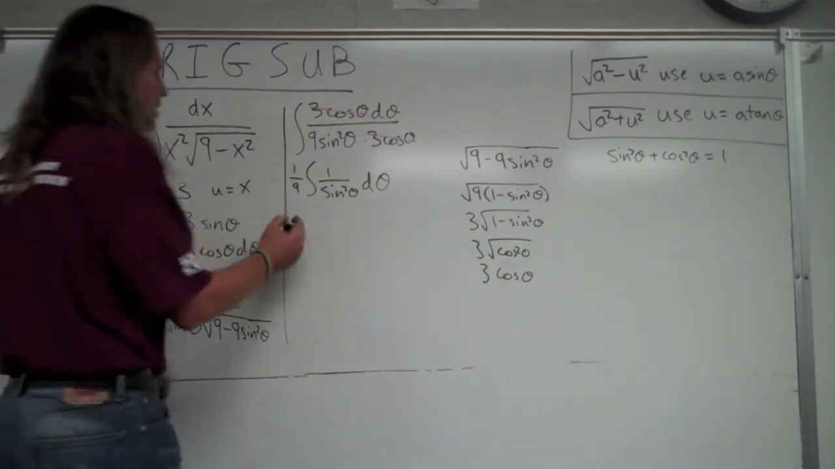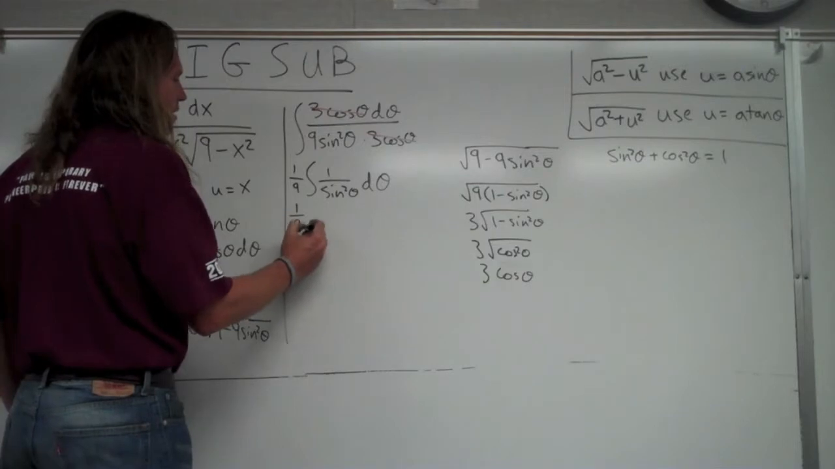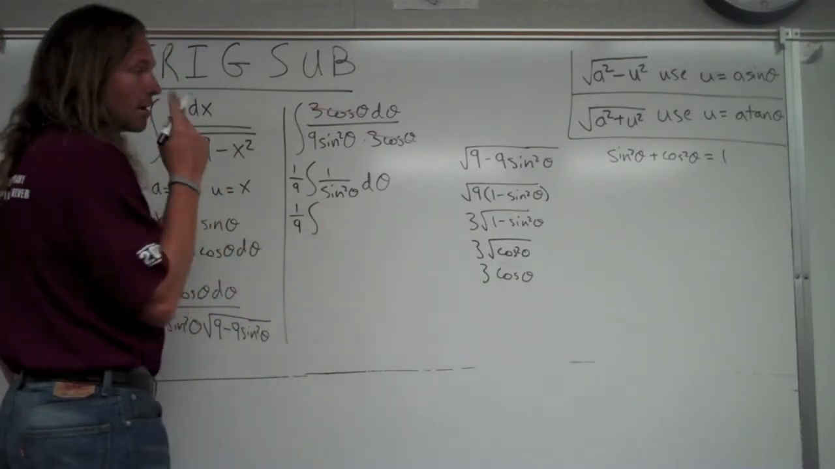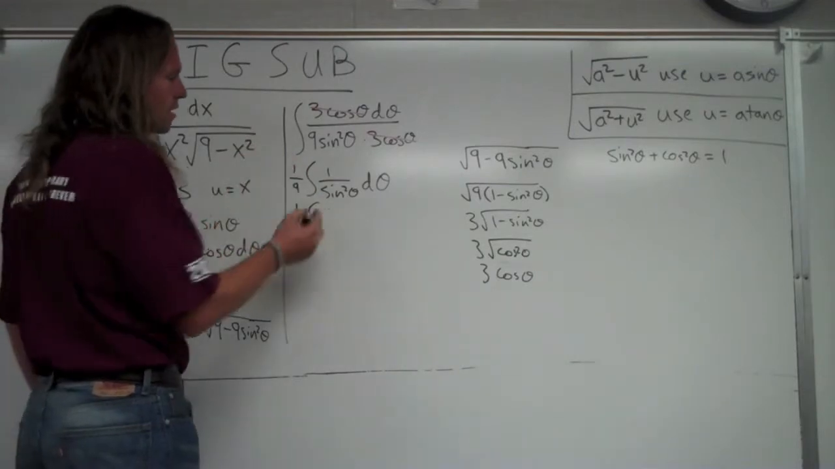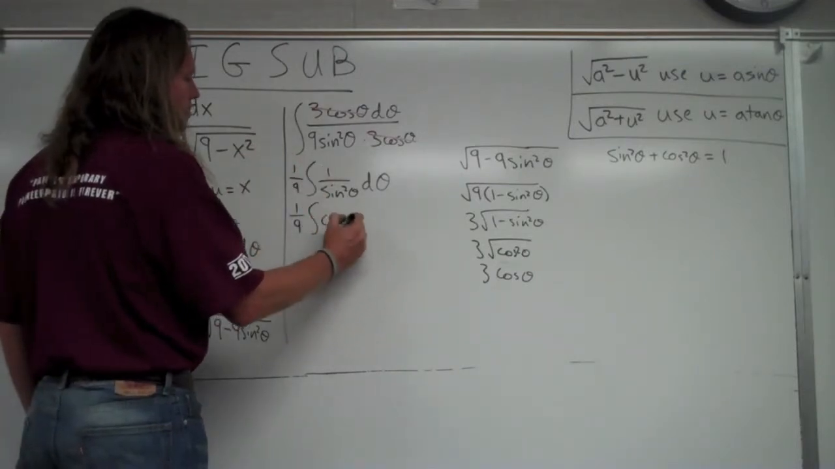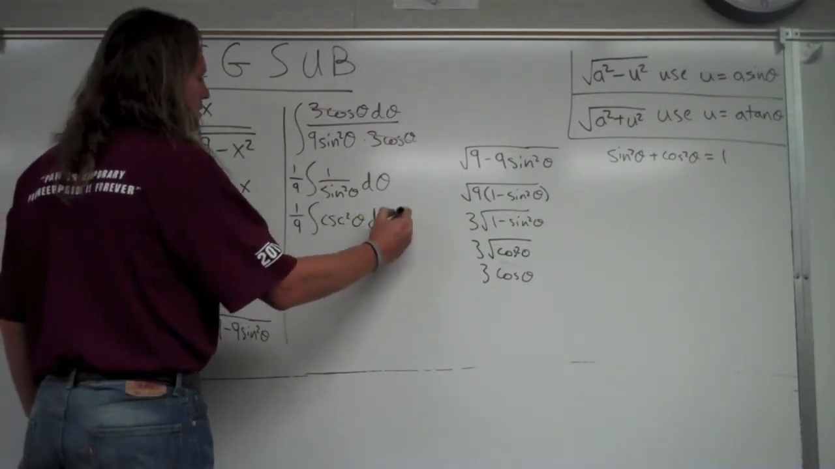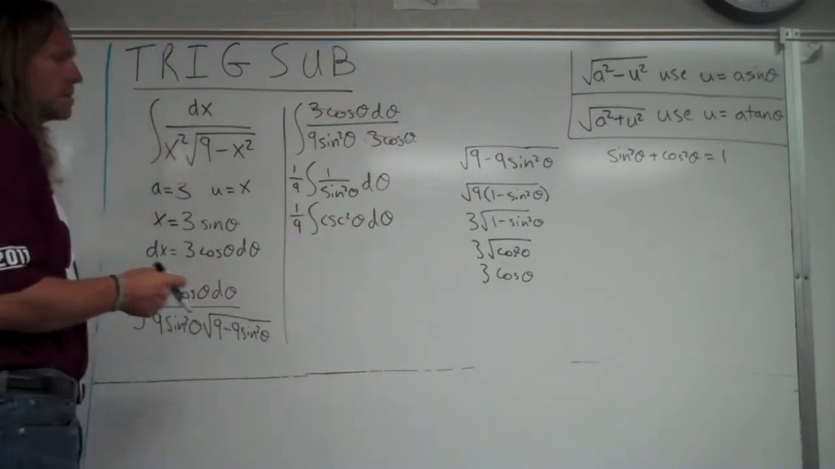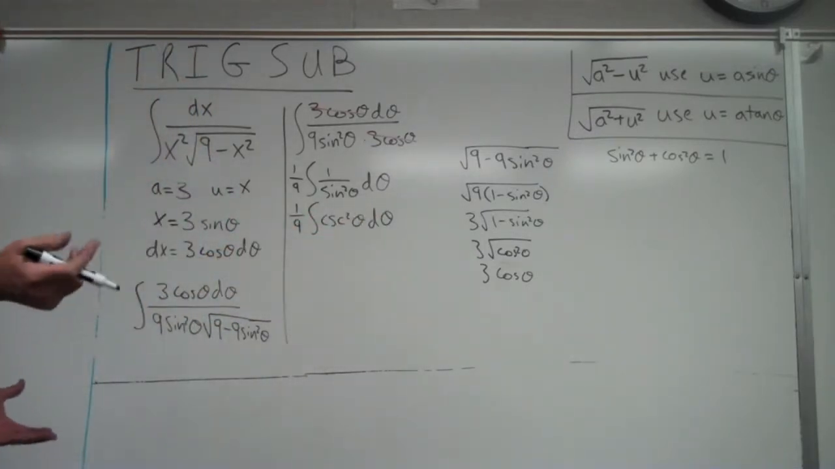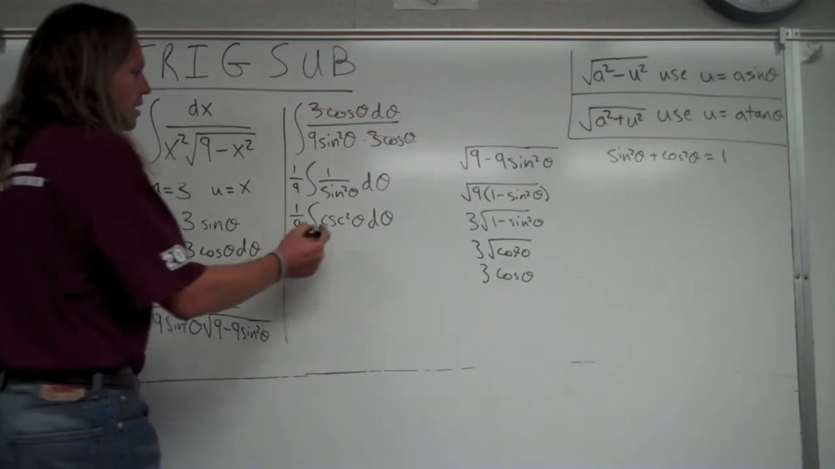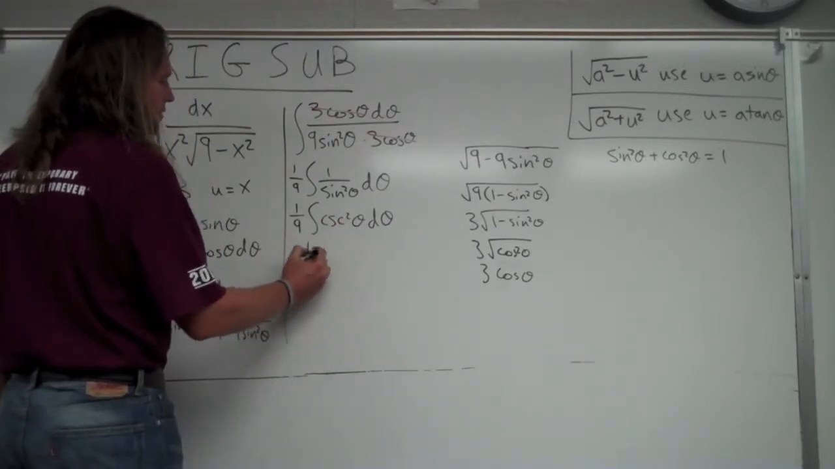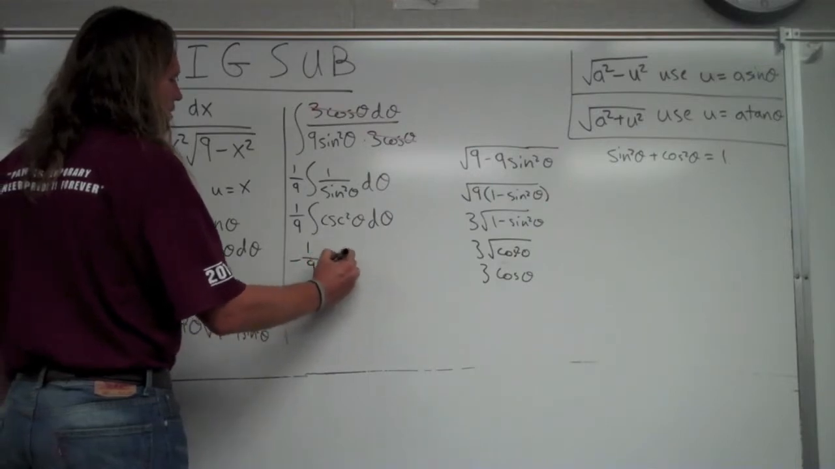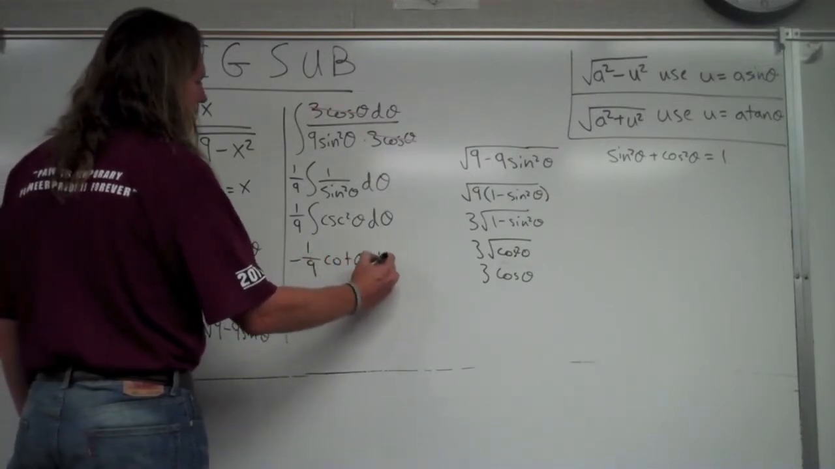In this case, I noticed that 1 over sine squared is the same thing as cosecant squared, because cosecant theta is equal to 1 over sine theta. So this is cosecant squared theta d theta, and it so happens that cosecant squared is an antiderivative that we're supposed to know. It's negative cotangent. So I take the antiderivative and get negative 1/9 cotangent theta plus c.